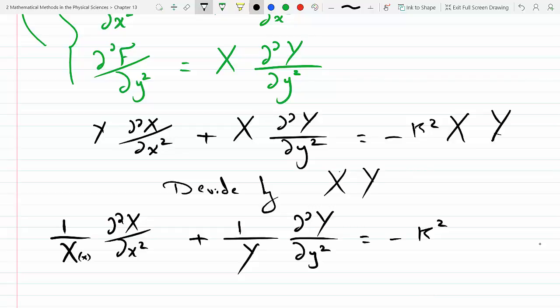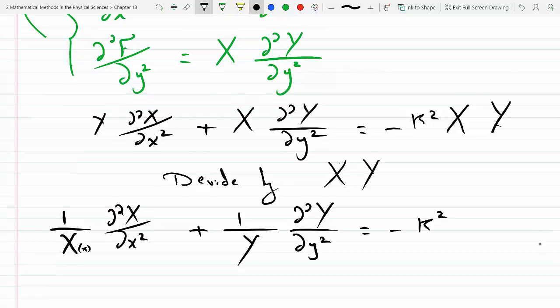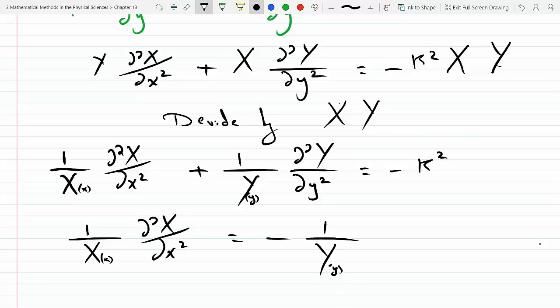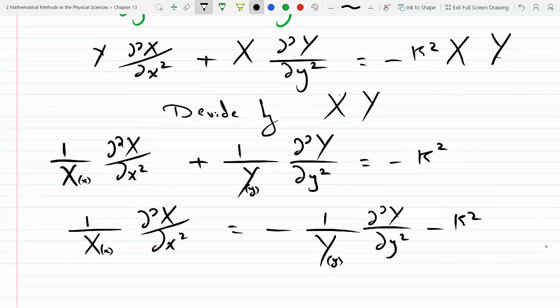Now if I move one of these to the right hand side, I get 1 over X function of x, this is Y function of y, d squared X over dx squared equals minus 1 over Y function of y, d squared Y over dy squared minus k squared. Now remember, k is a number. This here is a constant. Okay?